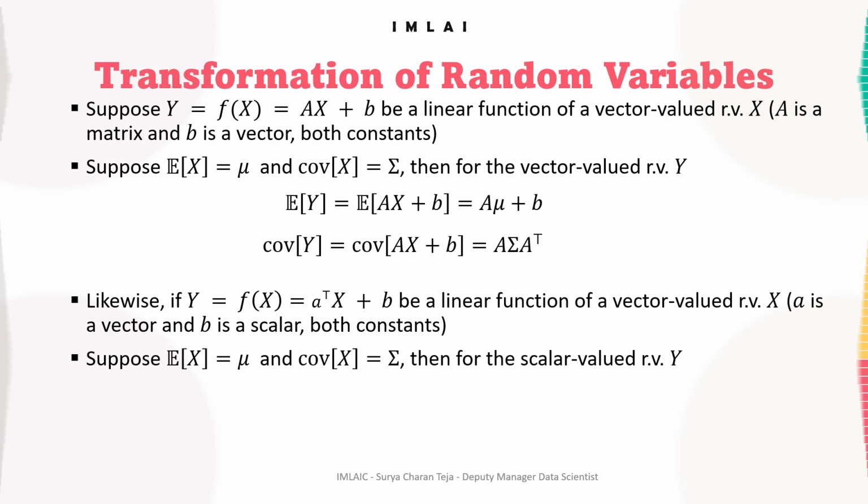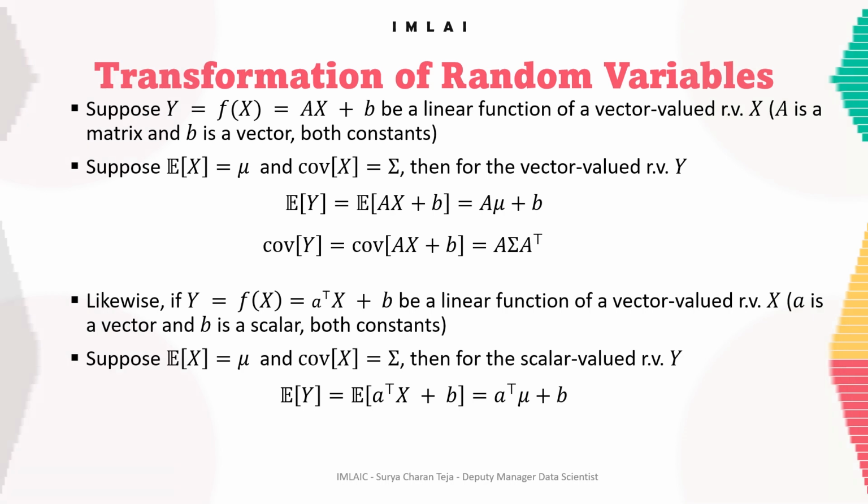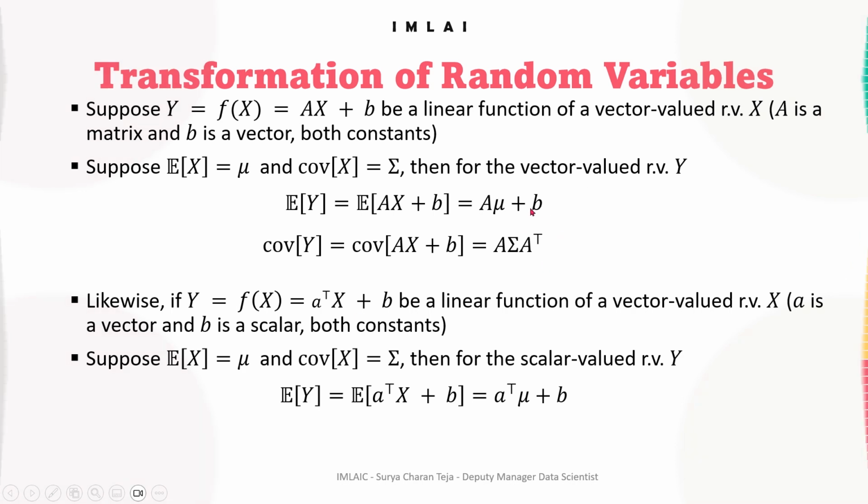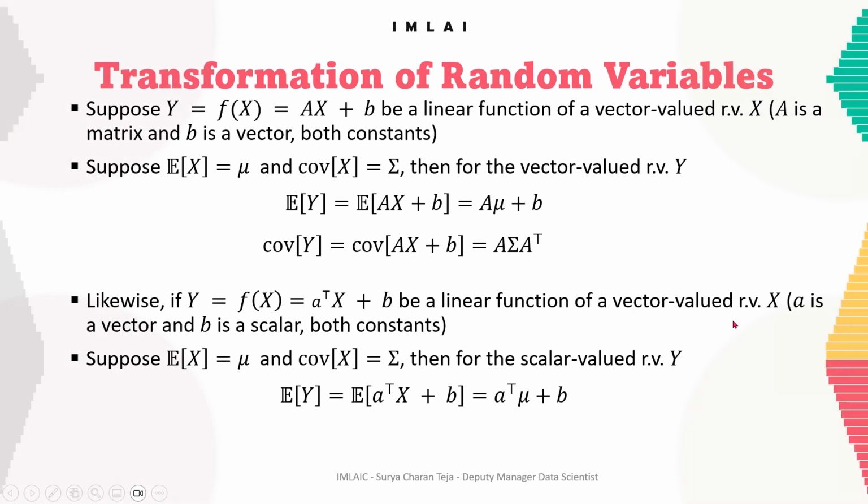Likewise, if Y is equal to f of X, A transpose X plus B, this is a different function. A transpose X plus B is a linear function of a vector valued random variable capital X, where A is a vector and B is a scalar. Earlier, B was a vector and A was a matrix, which is why it became A transpose here. But now A is a vector and B is a scalar, both constants. Now suppose E of X is equal to mu, and the covariance of X is equal to sigma.